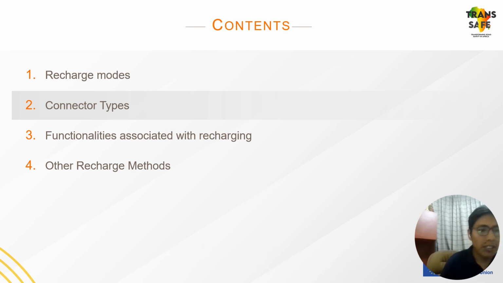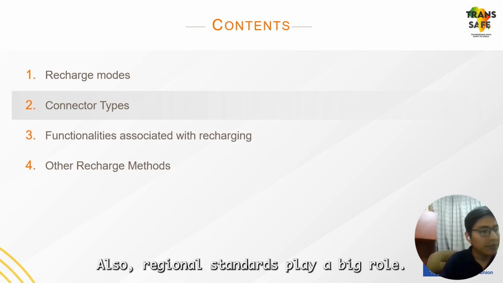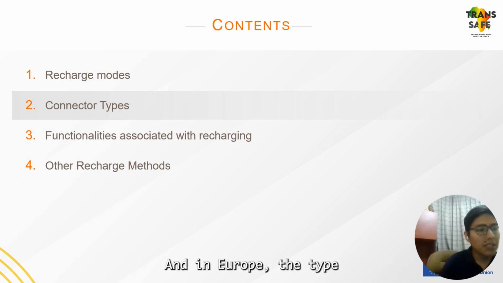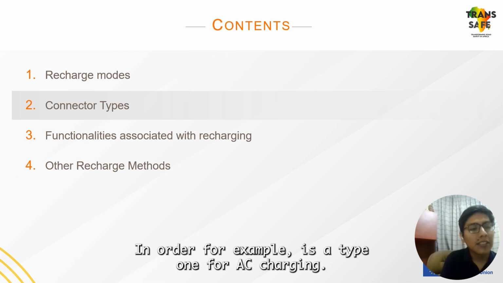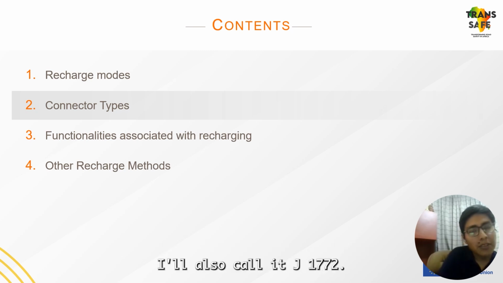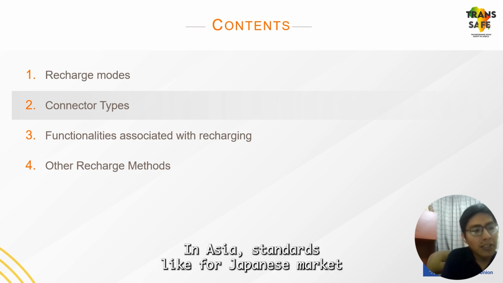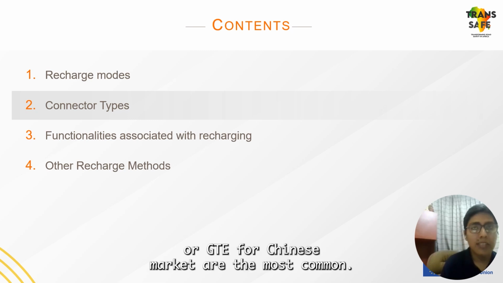Also, regional standards play a big role. In Europe, the Type 2 connector is the standard for AC charging. In North America, the Type 1 is used for AC charging, also called J1772. In Asia, standards like CHAdeMO for the Japanese market or GBT for the Chinese market are the most common.